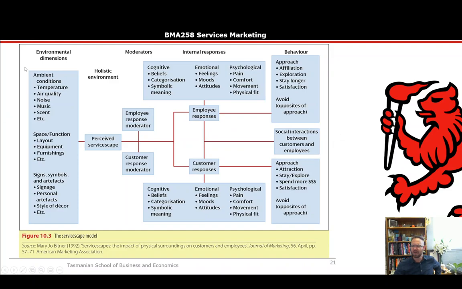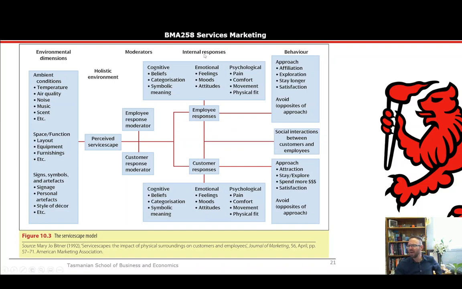As we introduced in the previous slide, it's got the environmental dimensions which form the holistic environment. We've got these moderators, which are for the employees at the top and customers at the bottom. So if you're in a good mood, say your employee just found out their dog is sick, or they have to put their dog down, they're going to be sad. They're going to be in a bad mood already. So that's a response moderator. No matter how pleasant the environment is, they're still going to be having a bad day. Whereas if they just bought a new car or something like that, they're going to be happy and excited. So that accounts for those individual internal responses.